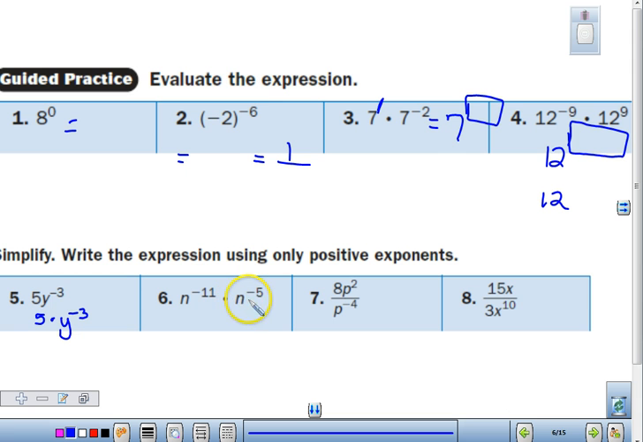Here, we're going to use our exponent rule. Now, what am I talking about, the exponent rule? Numbers 6, 3, 4, 7, and 8 all have those. So in number 3, I have 1 and negative 2.